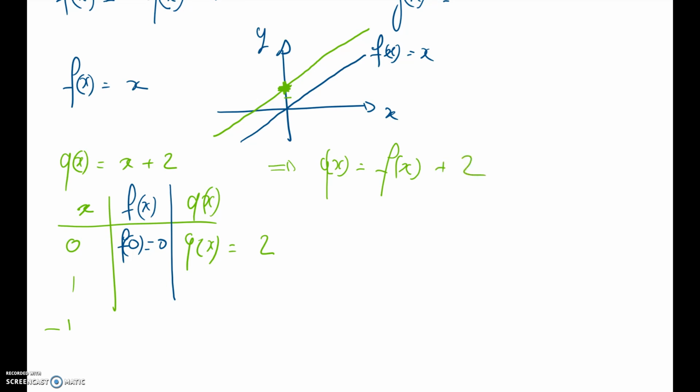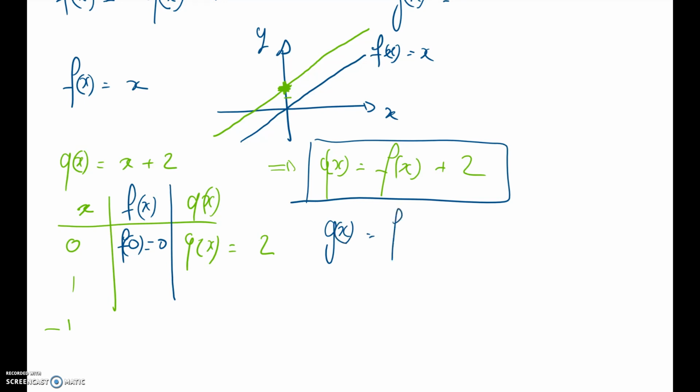g of x equals x plus 2, but I said f of x equals x, so I can substitute x by f of x. It looks like something you must remember from your lecture. It says that when f of x or g of x, whatever you want to name your function, equals another function plus or minus k, you get a vertical shift.